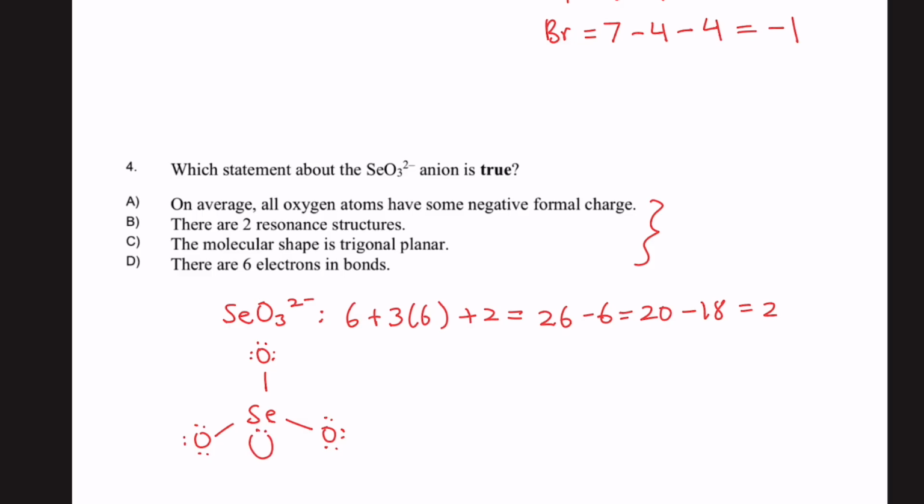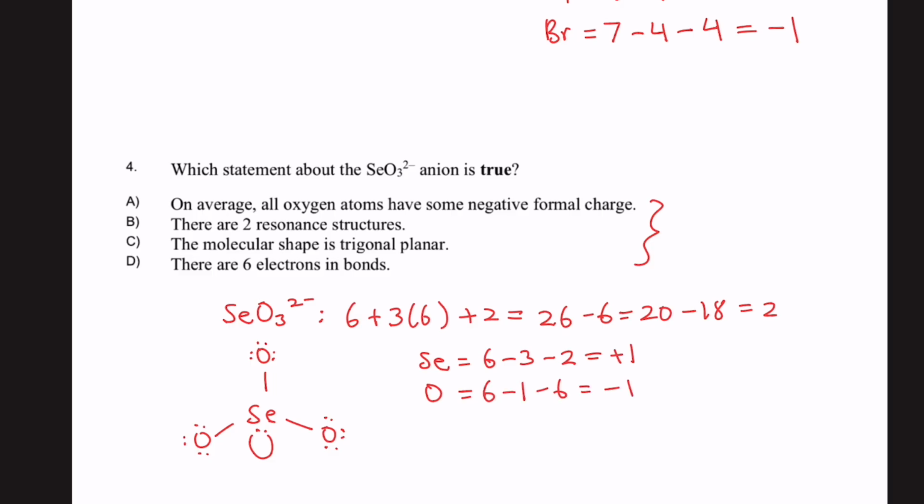Now we're going to calculate the formal charge. So for selenium, it's going to be 6 minus 3 minus 2. So I have +1. And for the oxygens, I have 6 minus 1 minus 6, so it's -1.